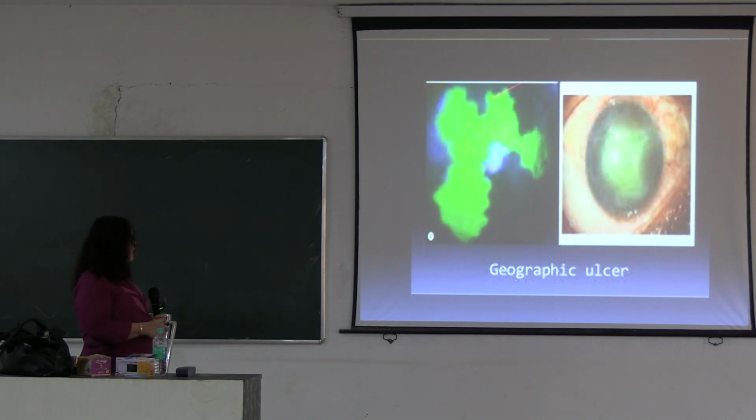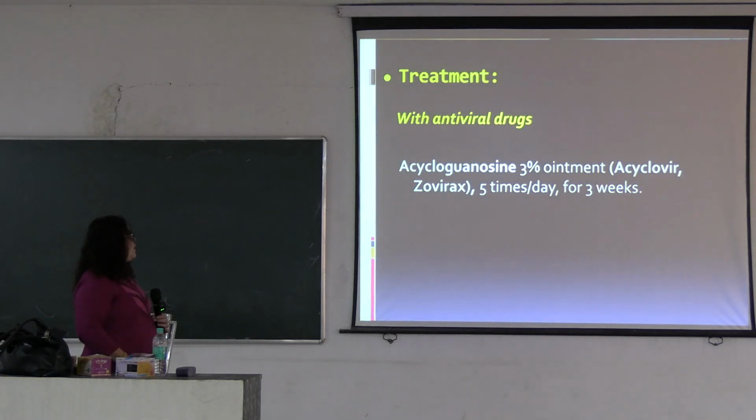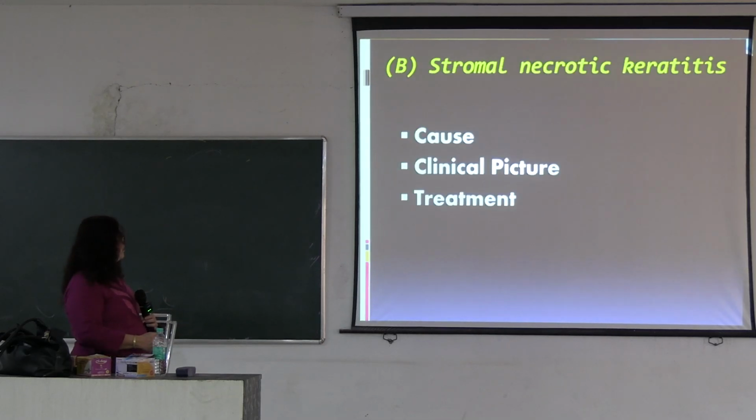Here this is the geographical ulcer. This is the patient, and this is the picture taken with a blue filter. Then treatment. Antiviral drugs are given in this case, and 3% acyclovir ointment is given 5 times a day for 3 weeks. And if the patient has fever and other problems, supportive management is given.